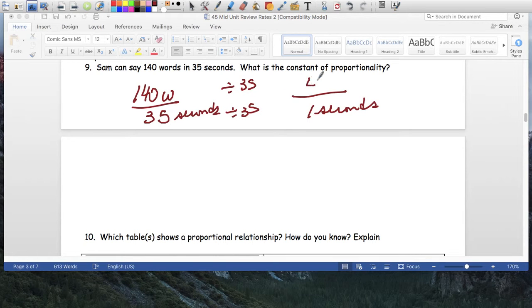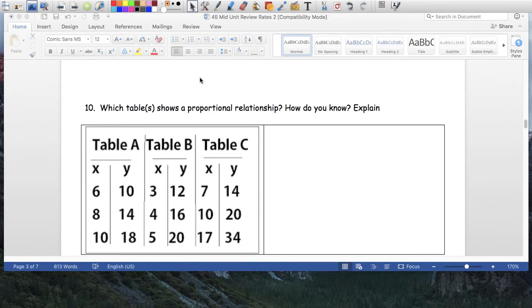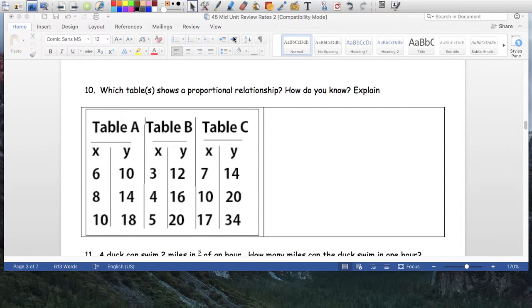Which table shows a proportional relationship? Well, hay 3 tablas, ¿no? Tabla A, B y C. ¿Cuál tiene una relación proporcional? A ver. Aquí es 3 por 4 es 12. 4 por 4 es 16. 5 por 4 es 20. So it's times 4, times 4, times 4. So table B, yes. Table C, times 2, times 2, times 2. So table C also is a proportional relationship. Table A, no, because this is not multiplied by the same. This is times 1.66, and the second one is times 1.75. Ya ven que son diferentes. So this one, table A, it's a no.